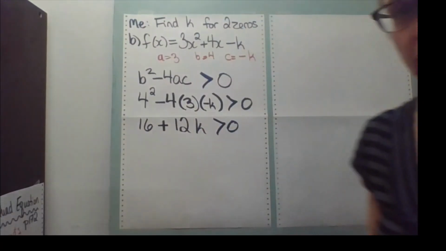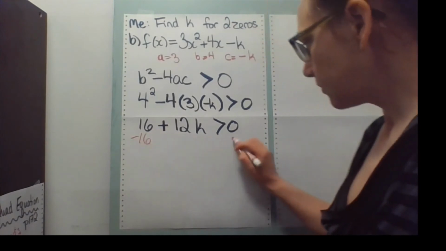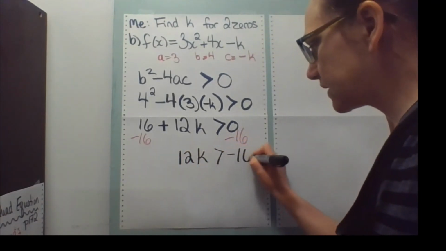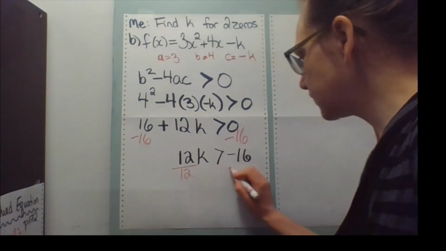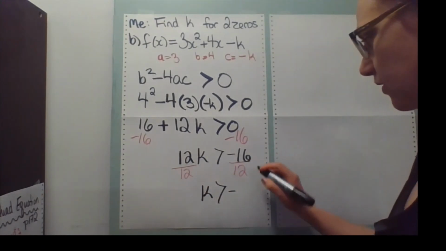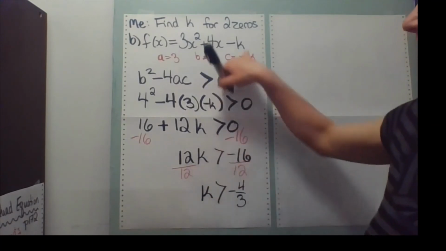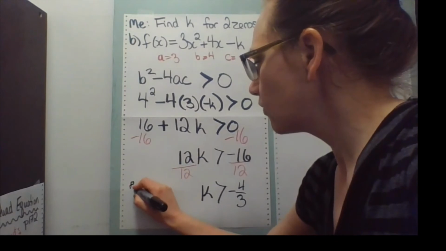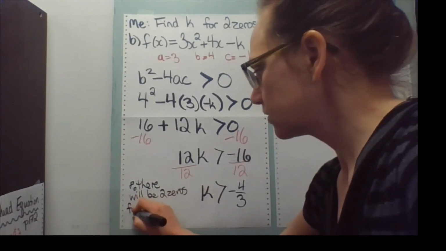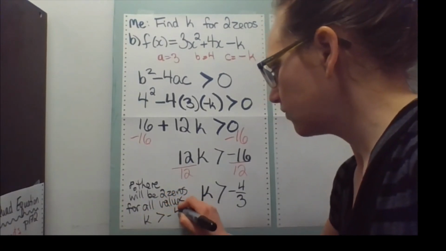and we need it for when it's greater than 0. Okay, so there's just a little bit of rearranging left to do. Let's move our 16 to the other side. So instead of plus, we're going to minus it from both sides. So that leaves us with 12k greater than negative 16. To move the 12 to the other side, let's divide both sides by 12, which gives us k is greater than negative 16 over 12. 4 goes into both, so that would give us negative 4 over 3. So for any value greater than negative 4/3, this function will give us 2 zeros. Therefore, there will be 2 zeros for all values for k greater than negative 4/3.